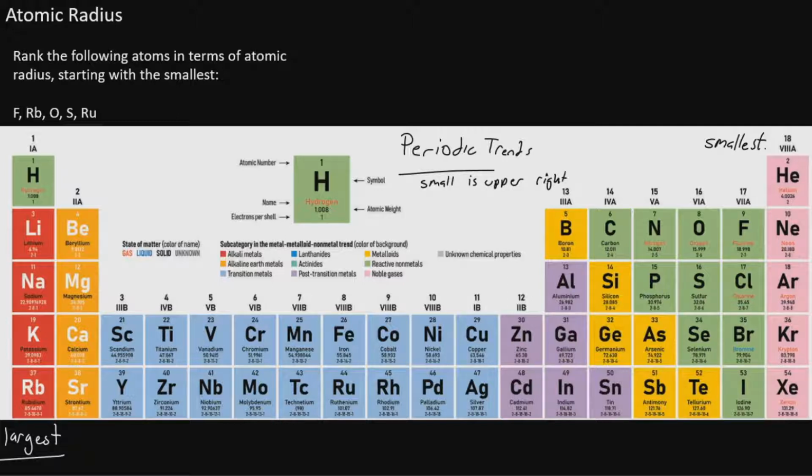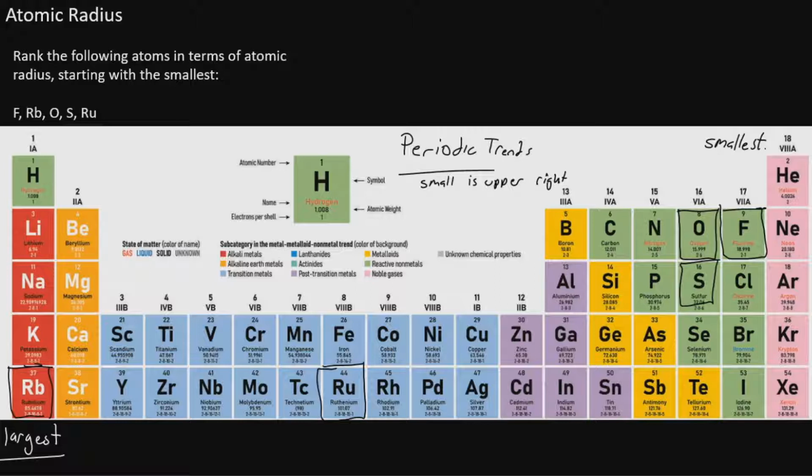Let's locate the elements' positions on the table. Fluorine is located here. Rubidium is located on the opposite end in the lower left. Oxygen is located next to fluorine. Sulfur is located next to oxygen. And ruthenium is somewhere in the middle of the table.